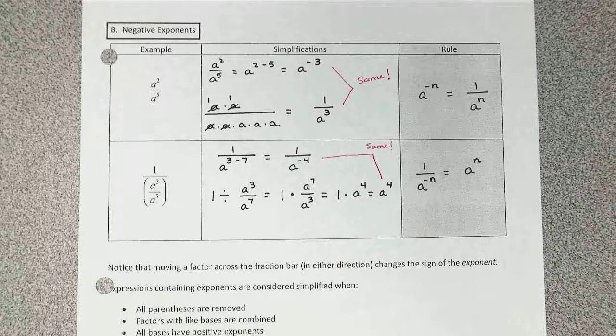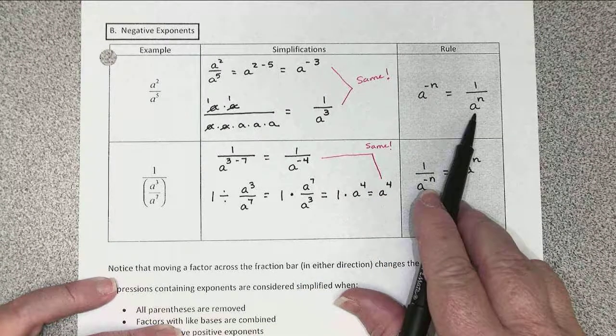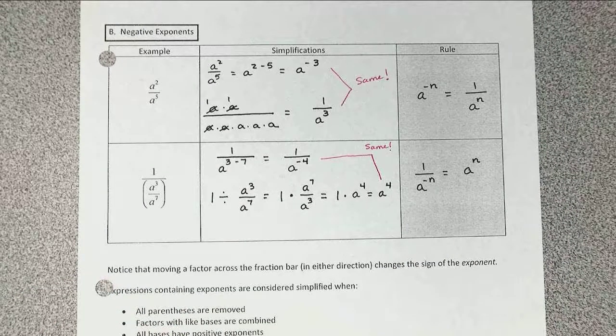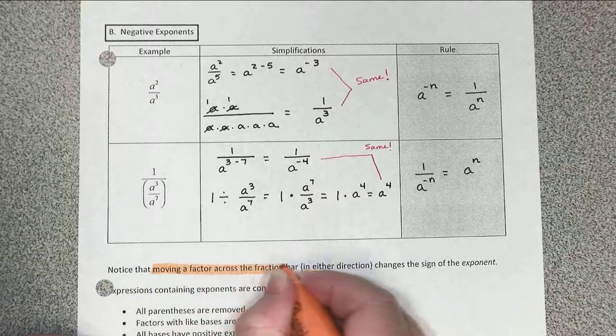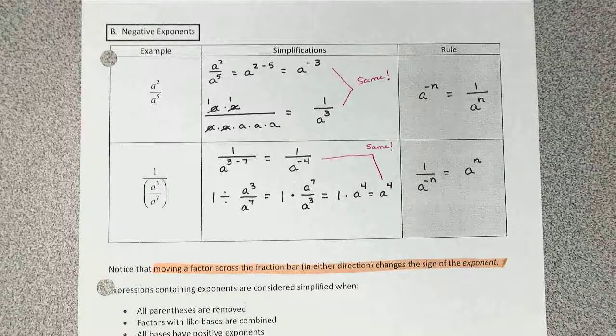Notice what really happened in both of these. If I have a negative exponent, moving it across the fraction bar makes it positive. In fact, in general, anytime you have a factor with a negative exponent, or any exponent for that matter, if you move it across the fraction bar, what happens is the sign of the exponent changes. So moving a factor across the fraction bar in either direction changes the sign of the exponent. We'll use that to help us simplify our exponential expressions.